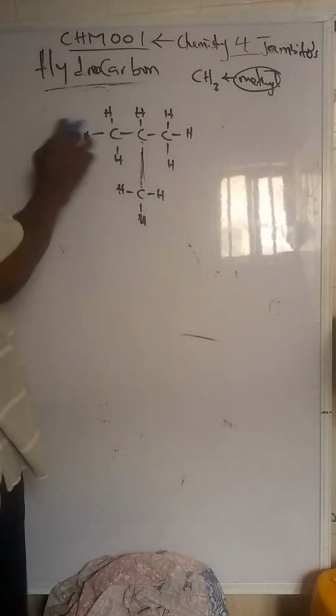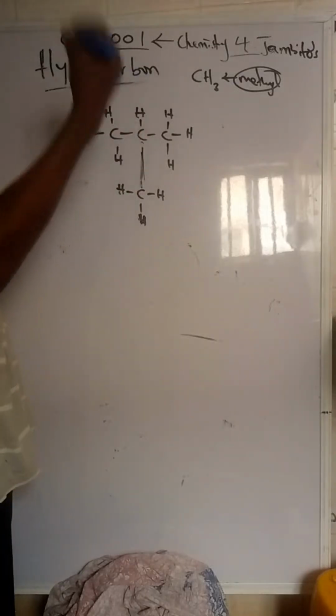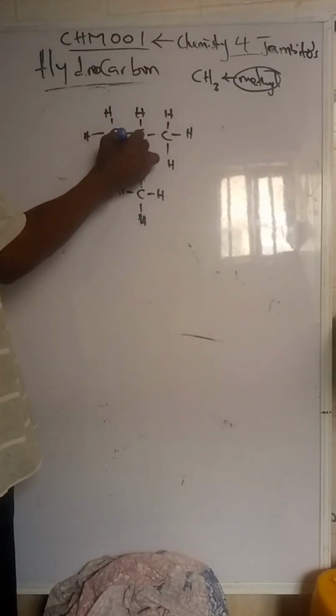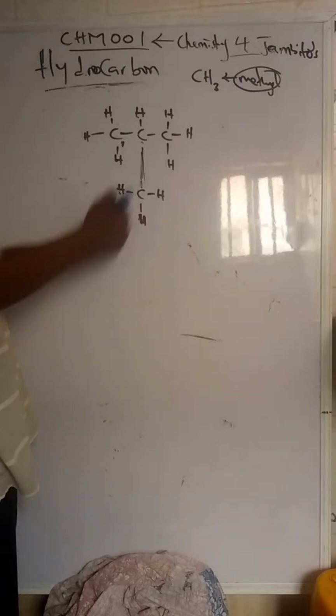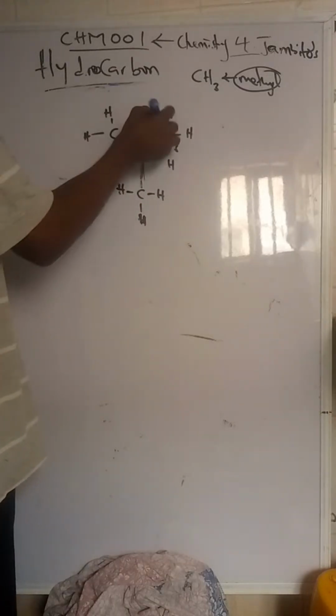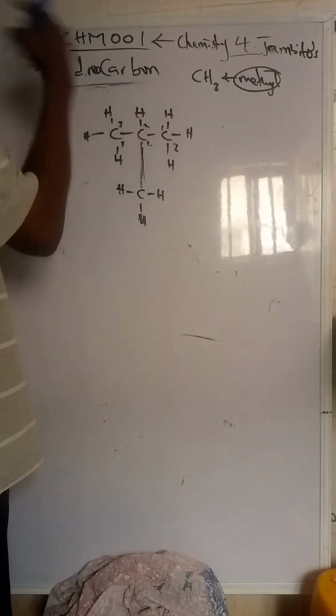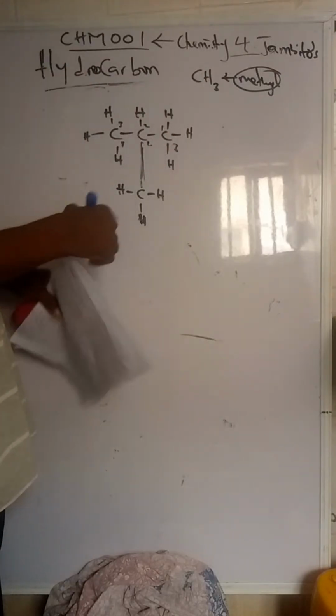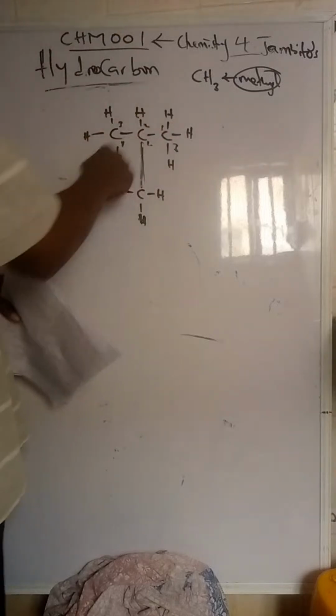So how do we name this? According to the nomenclature, you count from the bottom like this to check which one is the longest chain. 1, 2, 3. You count from the top again. 1, 2, 3. Look at that side, the longest side of that branch chain. This is the branch chain. What's the number of the longest side of that branch chain?